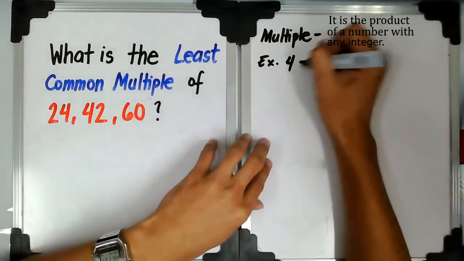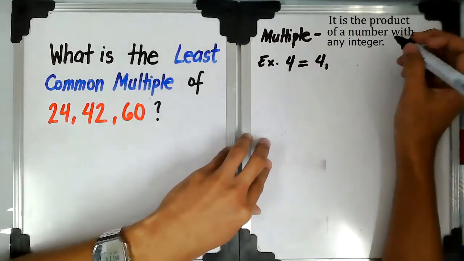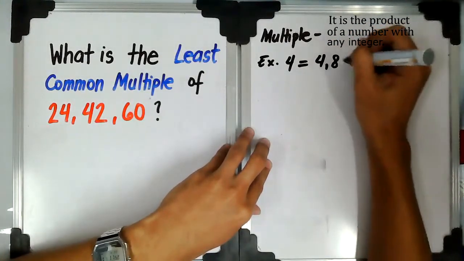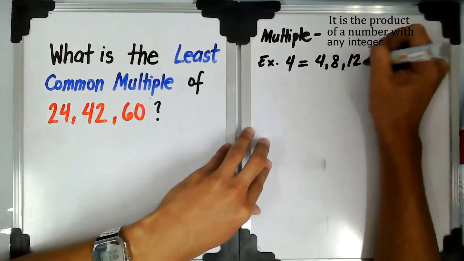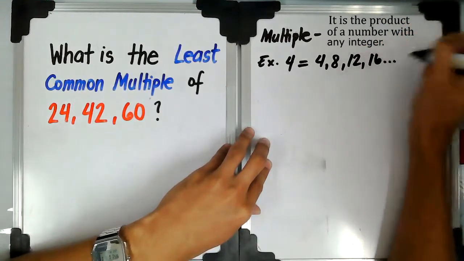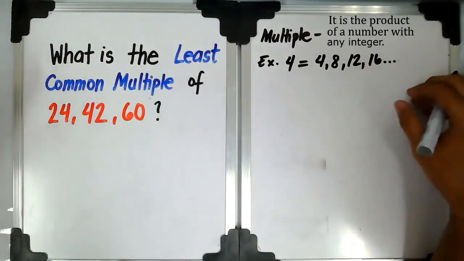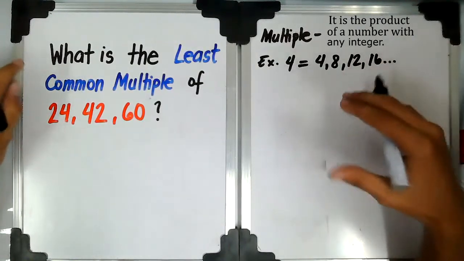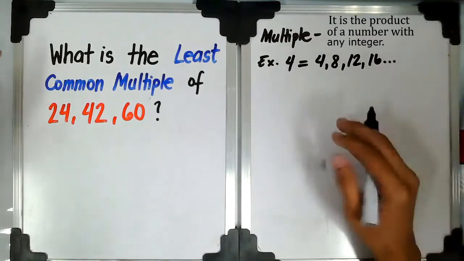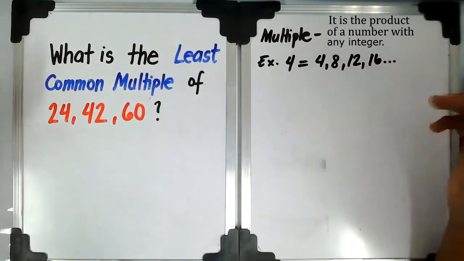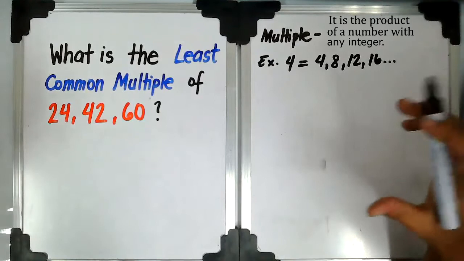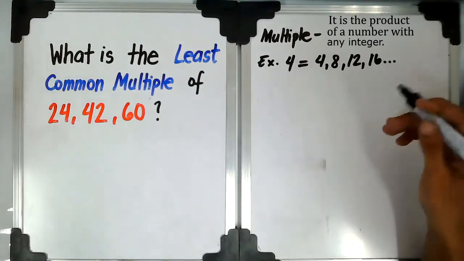Let's say 4 times 1, which is equal to 4. The next one is 4 times 2, which is 8. 4 times 3, we have 12. 4 times 4, we have 16, and etc. So 4, 8, 12, and 16 are all multiples of 4 because they can be obtained by the product of 4 and the integers 1, 2, 3, 4. And we'll basically use this to help us in understanding the concept of LCM.